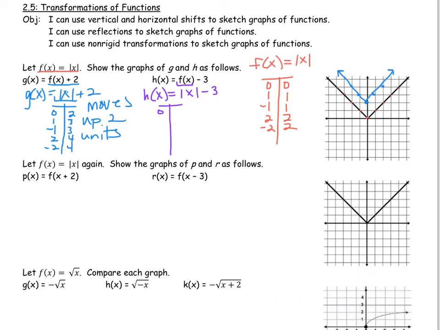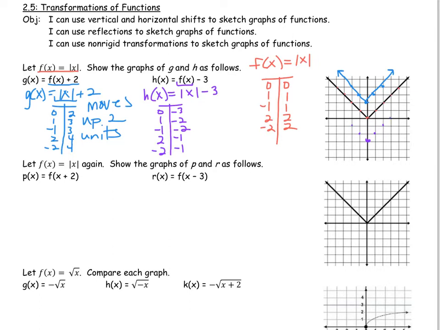The absolute value of 0 is 0, but minus 3 would move it down 3. 1 to the right, absolute value of 1 is 1, minus 3 is -2. -1, absolute value is 1, minus 3 stays -2. 2, absolute value would be 2 minus 3 is -1, and -2 would give us -1. So now we have negative outputs, but only because there's that minus 3 after. So 0 minus 3 puts us down here. 1, -2, -1, -2, 2, -1, -2, -1.